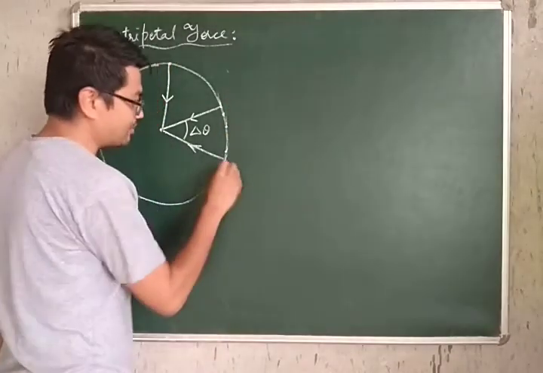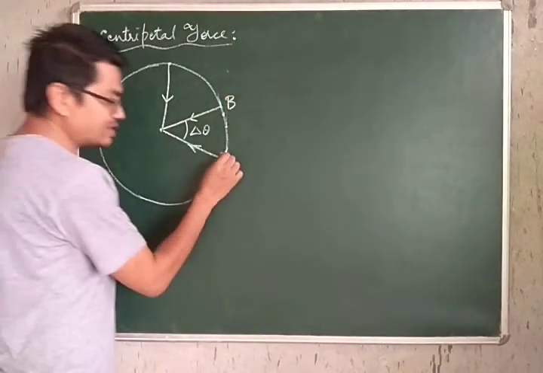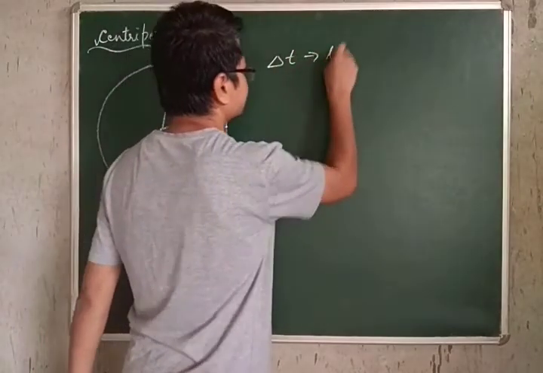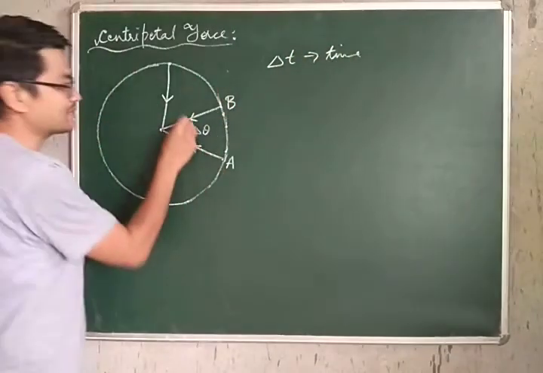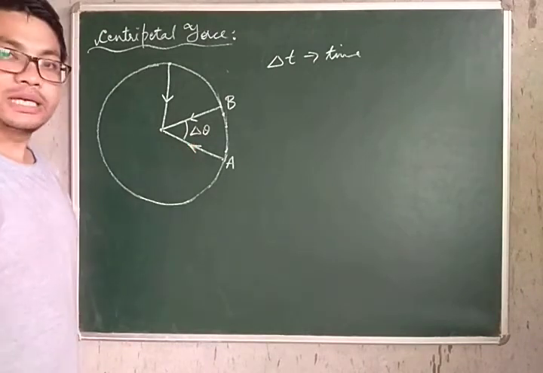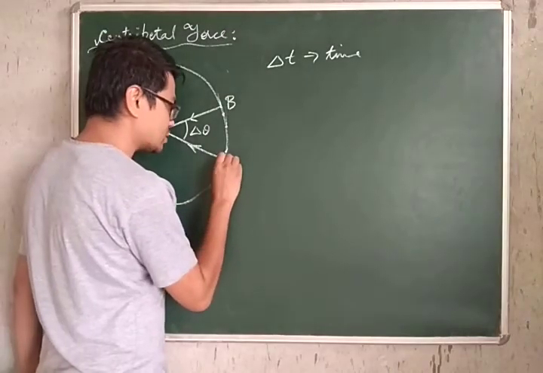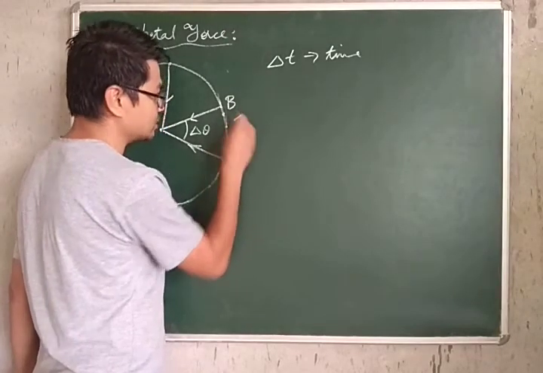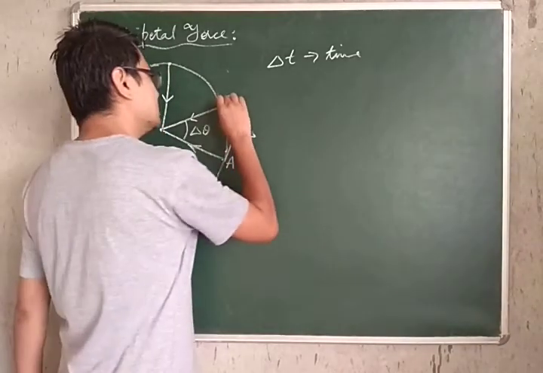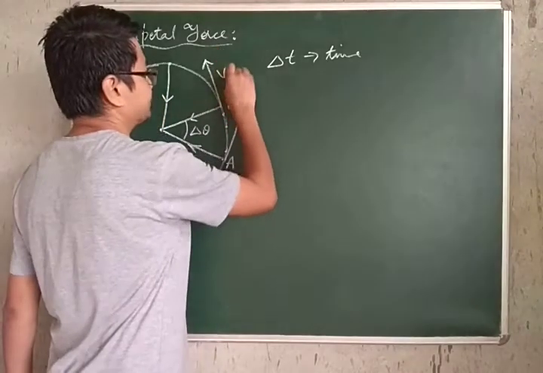Alright, so this is our point A and this is our point B. Say, for example, when the body moves from point A to point B in time delta t, the angular displacement of the body is delta theta. Okay, so delta theta is the angular displacement. Now, like I had shown earlier, at point A, the direction of velocity is along the tangent. Let's call this velocity vector v1, and at point B, the velocity vector v2.